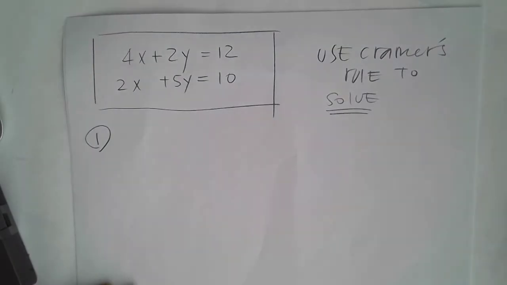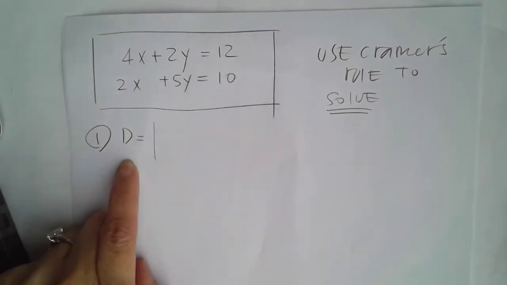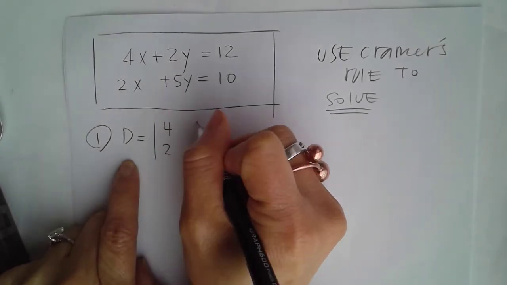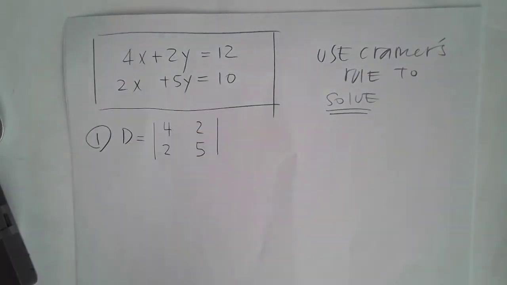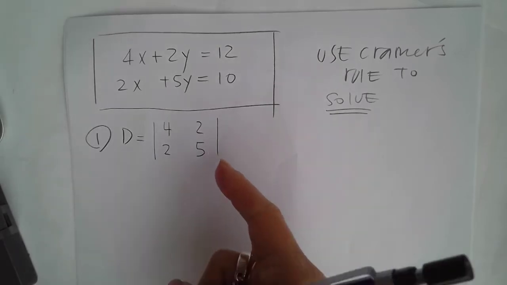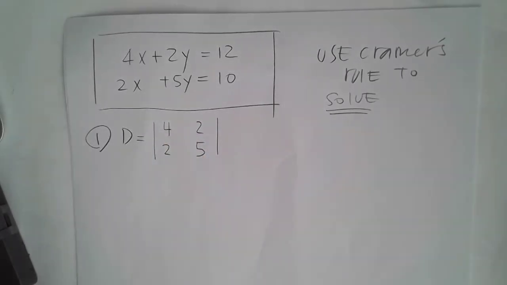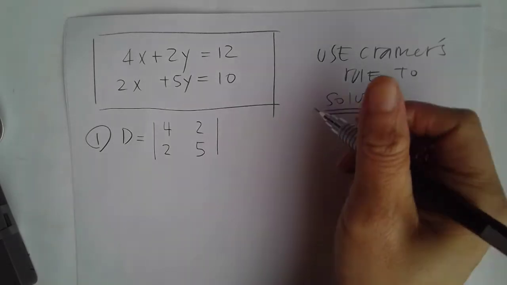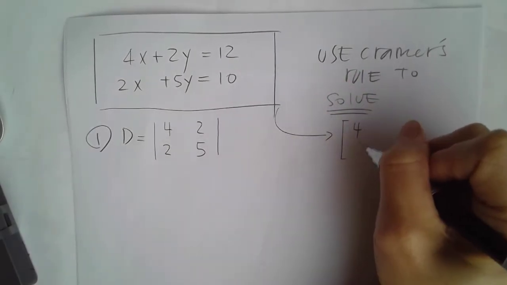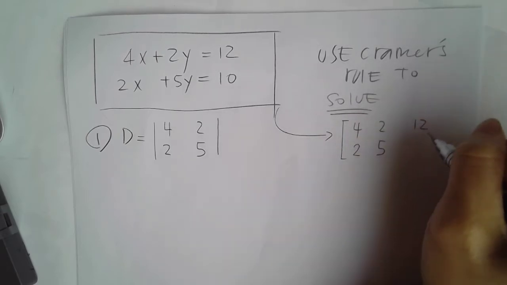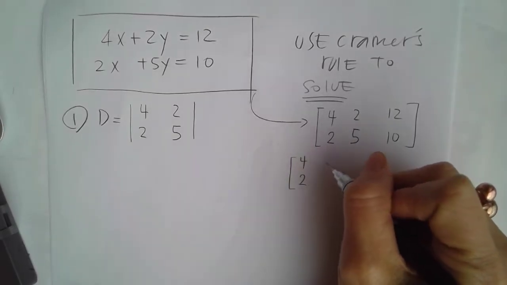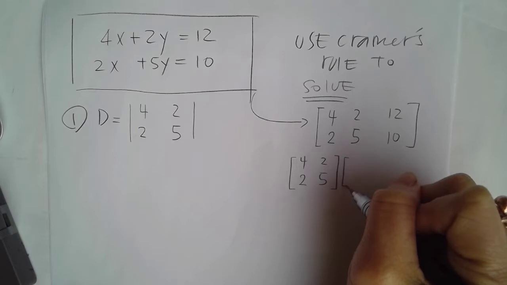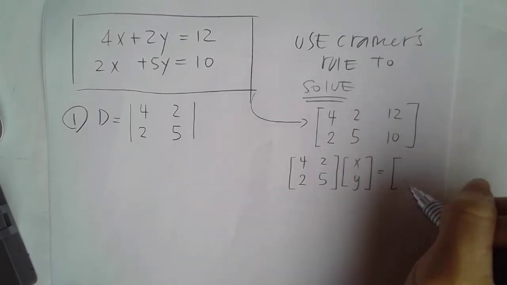First step, I'm going to calculate what's called the determinant. Now, the determinant is for what? It's actually for the coefficients. So first, find D. The D is the determinant of your coefficient matrix. Do you see that, you guys? All right. So now, why don't we write a matrix? 4, 2, 2, 5, 12, 10. But I'm going to put all the things that we know together. We know that this matrix times x, y is equal to 12, 10.